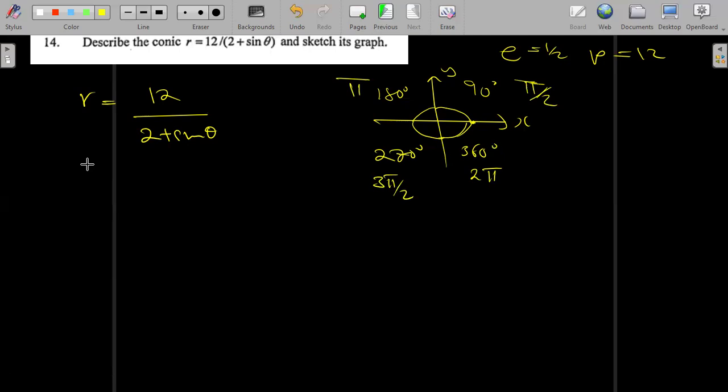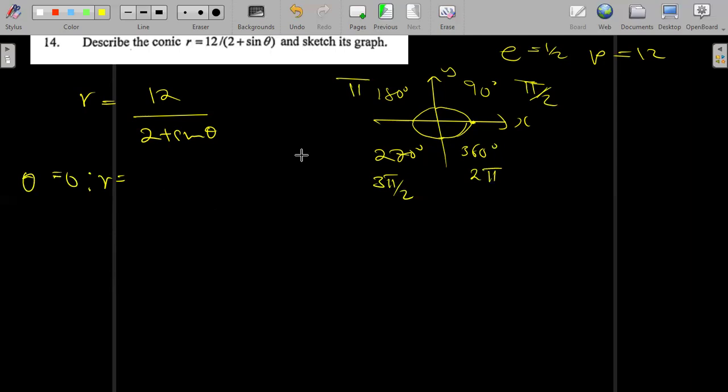So now in the equation, which is r equal to this, you say when theta is equal to 0, what is my r, or the value here that I'll be getting? The value that I'll be getting is what is going to help me when it comes to plotting. Those will be the points, because they've told me to sketch this graph. I've already described it: it's an ellipse, the distance from the directrix is 12, and the eccentricity is 1/2, but I have to sketch.